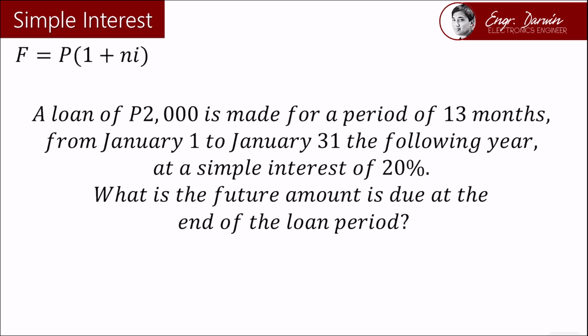So, ibig sabihin nito, nangutang ka or you have a loan, nangutang ka ng 2,000 peso January 1 and babayaran mo siya on January 31st. That's a total of 13 months. And papatungan lang siya ng 20% na simple interest. Okay. Ngayon, magkano na yung babayaran mo at the end of that loan period?